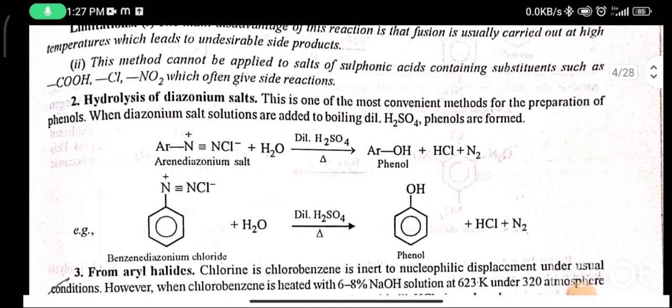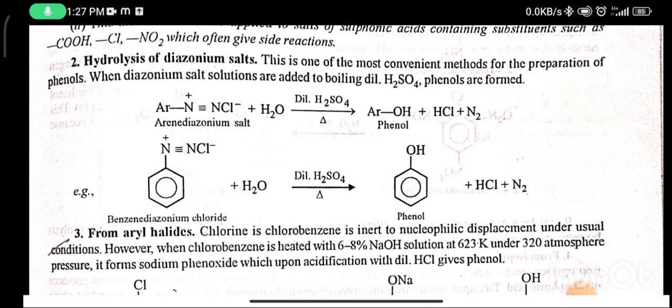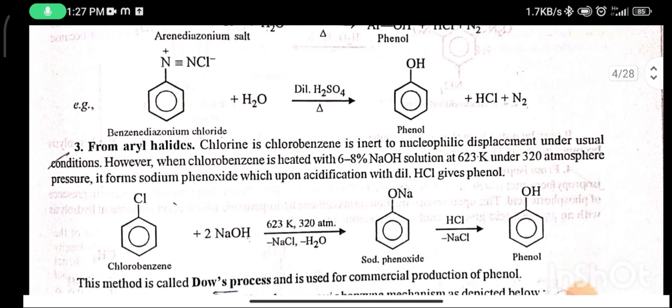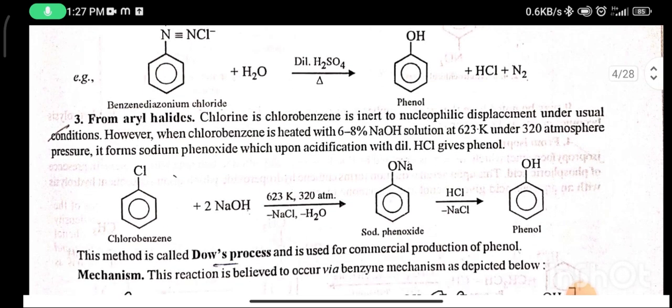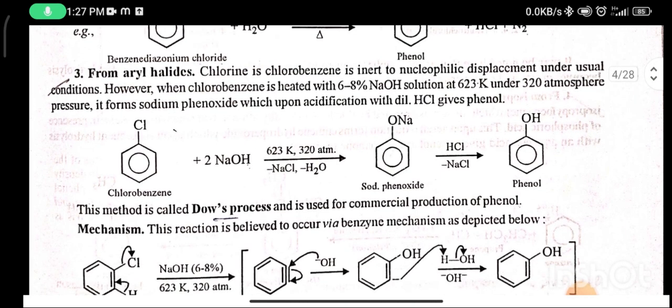Hydrolysis of diazonium salts. This is one of the most convenient methods of preparation of phenol. When diazonium salt solution is added to boiling dilute H2SO4, phenols are formed. Arene diazonium salt reacts with water in the presence of dilute H2SO4 and heat and gives an aromatic benzene ring carrying OH, that means simply phenol, plus HCl plus N2. Benzene diazonium chloride plus H2O reacts with dilute sulfuric acid and gives phenol plus HCl plus N2.